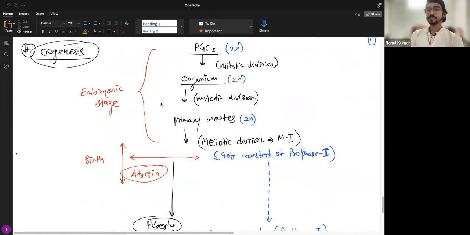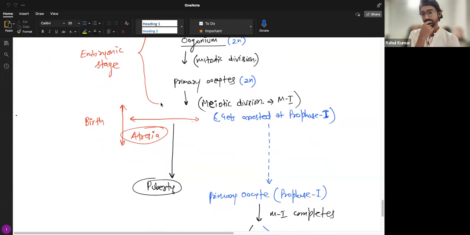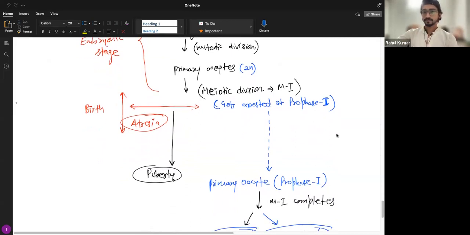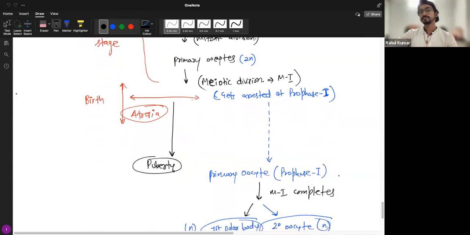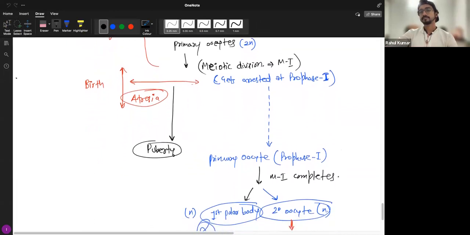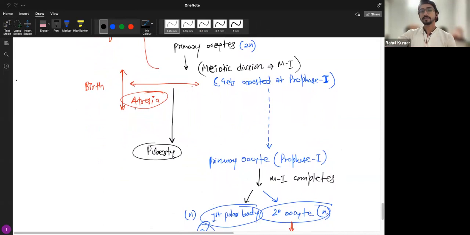We never see a haploid cell in the female gonad until the gonads reach puberty. Oogonia, which are diploid, undergo mitotic division to give primary oocytes, which are also diploid. Now the primary oocytes undergo meiotic division 1 and give secondary oocytes. But before that, a lot of things are happening.